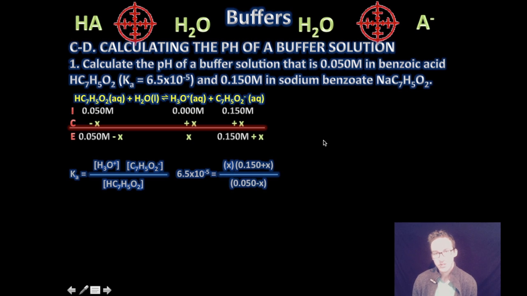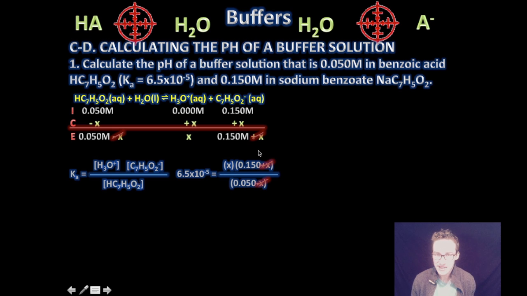an important assumption we're going to make here is the X is small approximation. In other words, we're going to say or recognize that the change in concentration from the initial concentrations of both our weak acid and its conjugate base are going to be so small as to be insignificant.